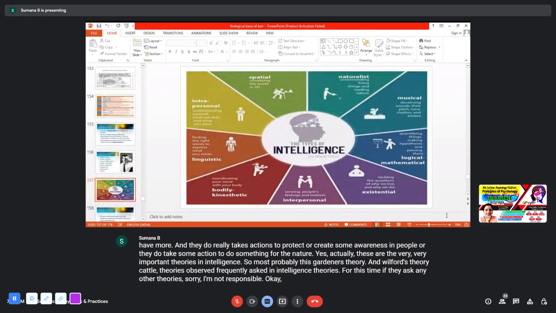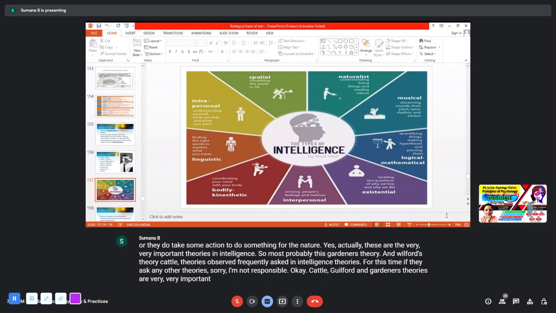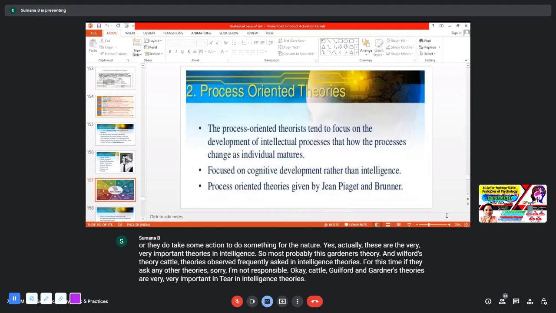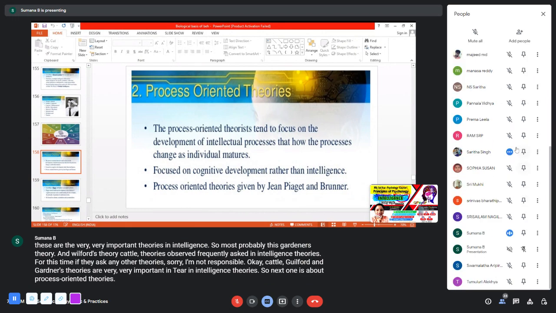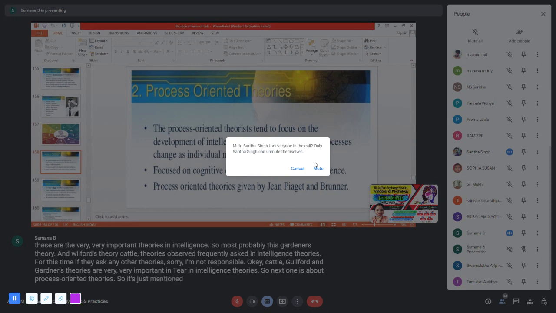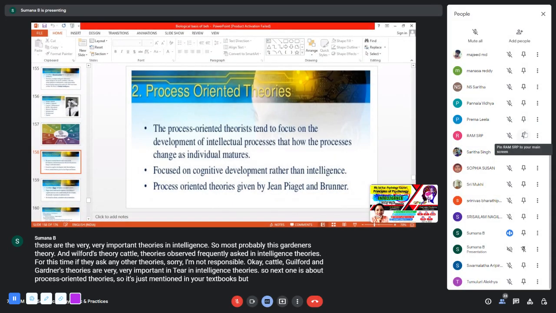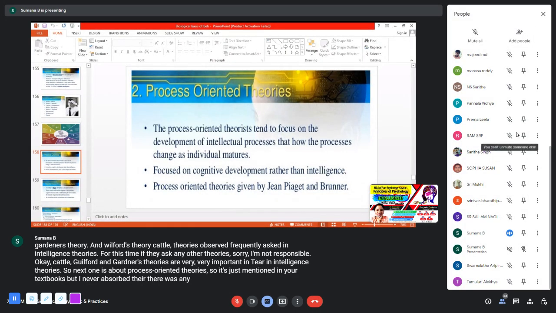Okay, Cattell, Guilford, and Gardner's theories are very, very important in intelligence theories. So next one is about process oriented theories. It's just mentioned in your textbooks, but I never observed there was any question on this.